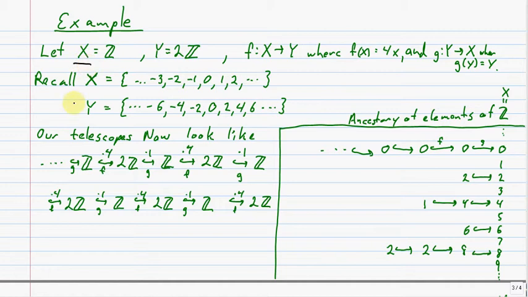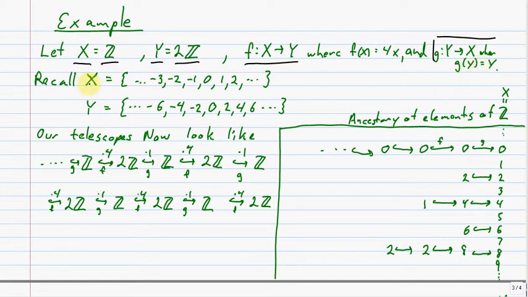Here, I'm going to let X equal Z and Y equal 2Z. And we're going to define the following maps. We're going to have a map from X into Y. That's just the times 4 map. So anything in X, we multiply it by 4, it'll end up in Y, because it'll in particular be an even integer. And we'll define the map G as the identity map. So G of y is y.